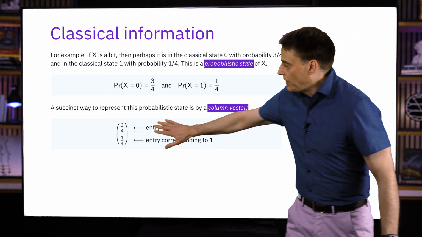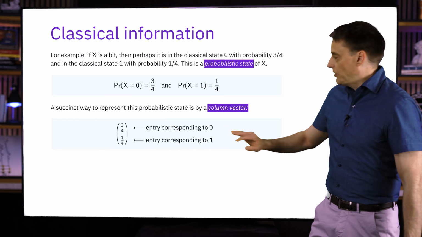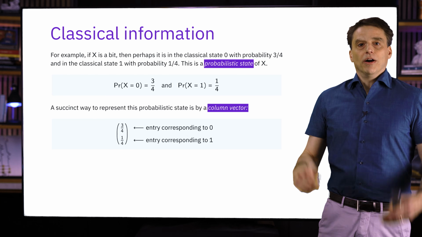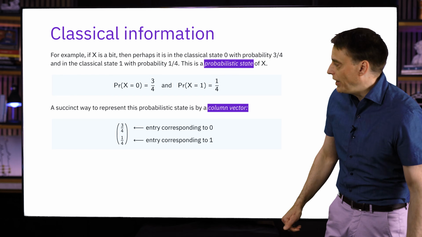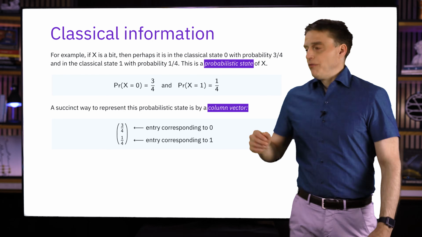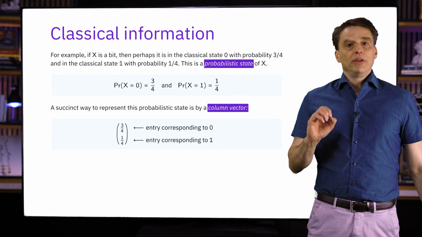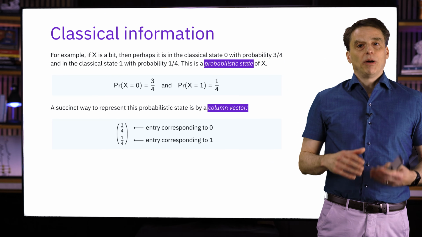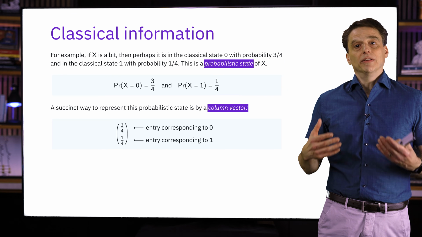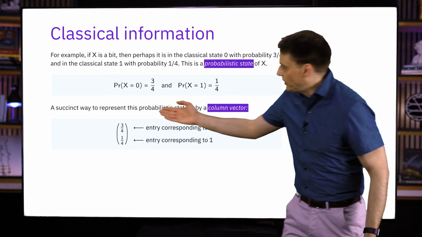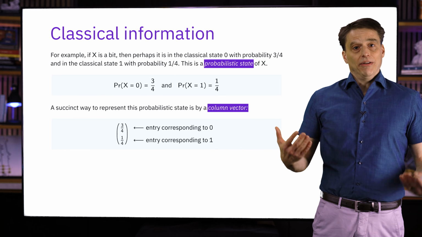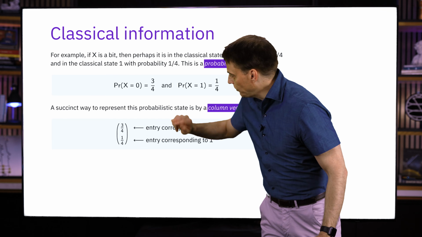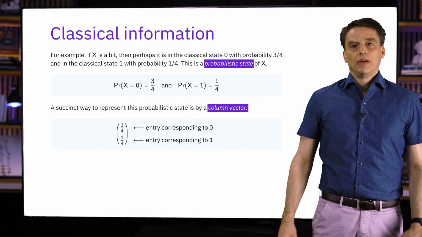Specifically, the representation that you see right here is a column vector, and this vector indicates what the probabilities are for the two possible classical states. To be more specific, the first entry indicates what the probability is for x to be in the state 0, and the second entry tells us what the probability is for the system to be in the state 1. This is simply the natural way to order the binary alphabet, or at least it's the way that we were trained to do this, with 0 first and 1 second.